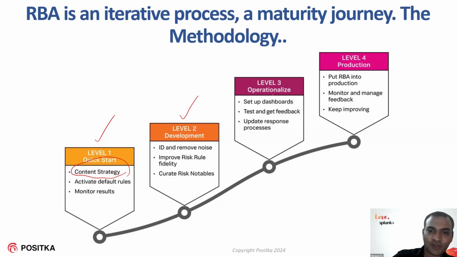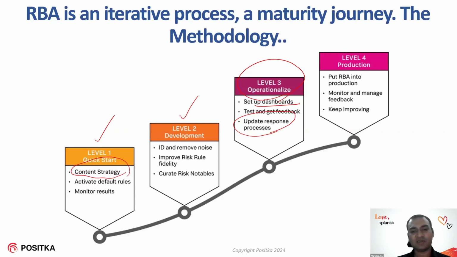At level 3, we look at all the detections and then we see what additional things need to be set up, for example, dashboards and then the update response process. So once we see an RBA alert, what do we do with that RBA alert? How do we respond to that RBA alert? Because it's not one detection, it's multiple detections combined into a single RBA alert. So develop a process around those kinds of alerts. And then level 4 is to put them into production.